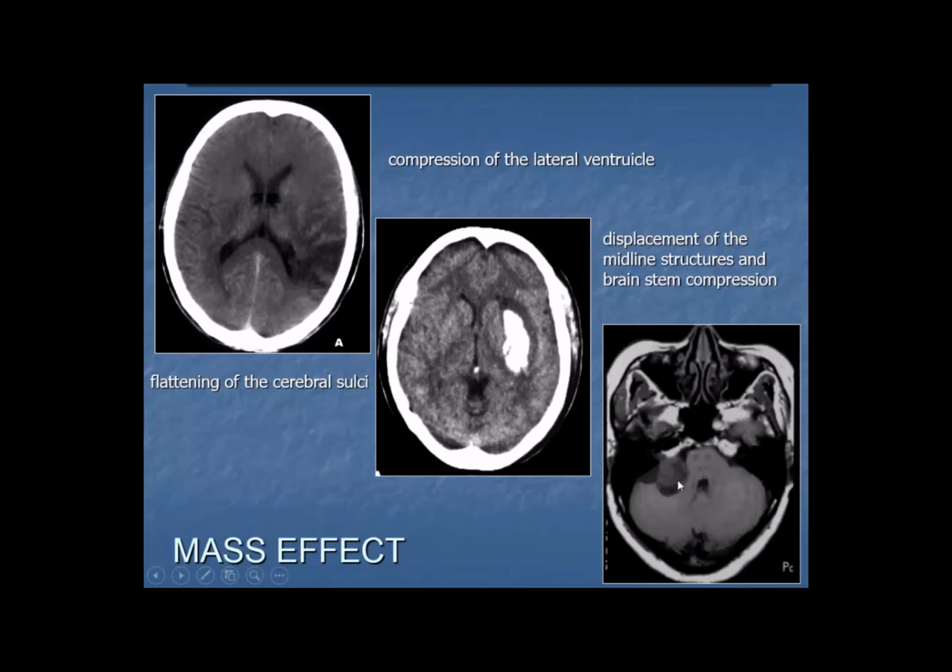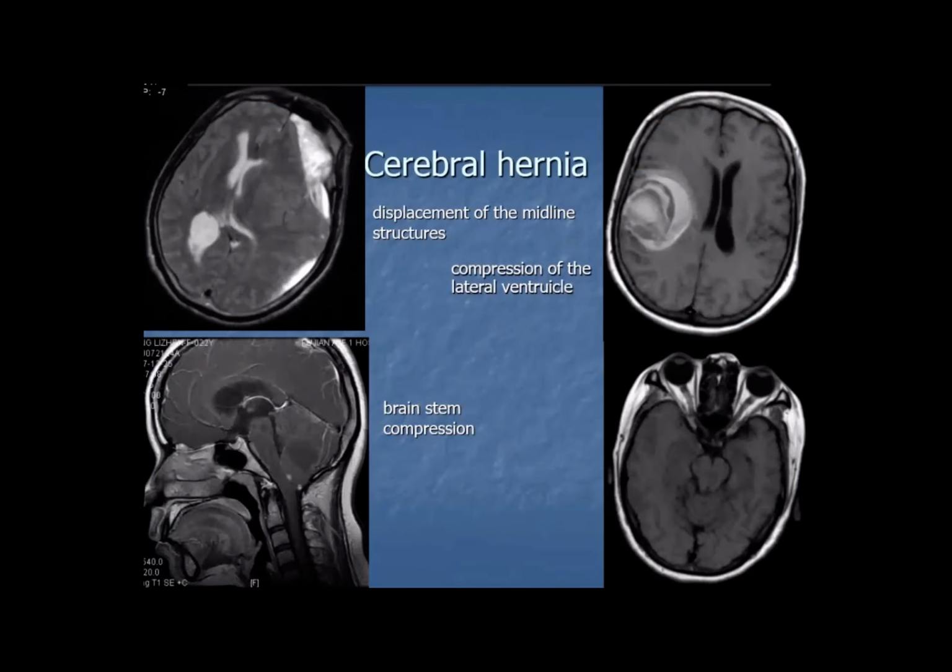In this image, we can find the displacement of the midline structure and brainstem compressions. This is the displacement, its compression to the opposite side. Some severe mass effect can induce cerebral herniation. We can find the displacement of the midline structure. The left fourth ventricle is compressed to the opposite side. The lateral ventricle is compressed, and this is displacement compression to the anterior side.